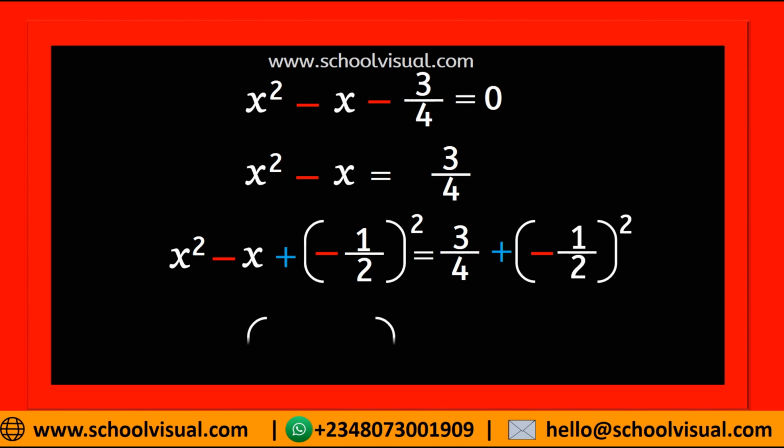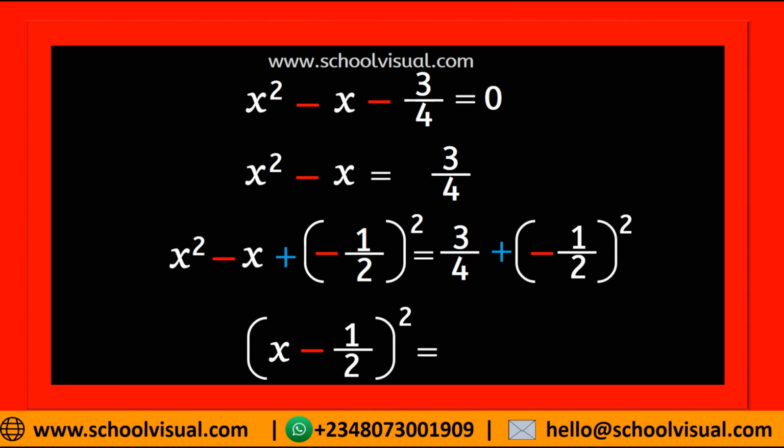Now the next step is pick your alphabet. Whatever you see inside the bracket is what you are going to write here. This is the easiest way to break it down. Whatever is inside the bracket, you write it here. What is inside the bracket? -1/2. Good. This is what is inside the bracket, so I've written it down. All square. Always square it.